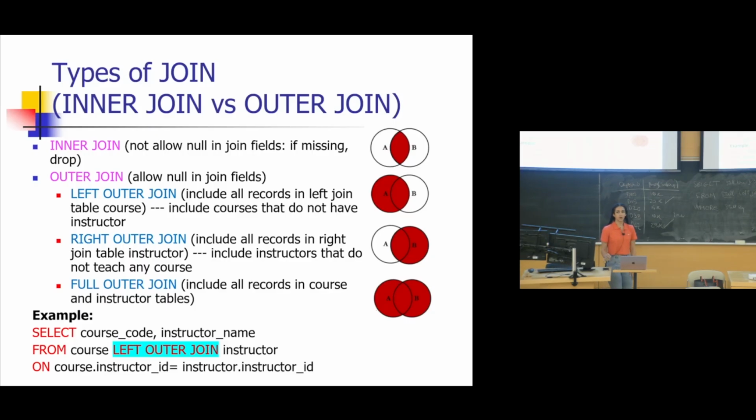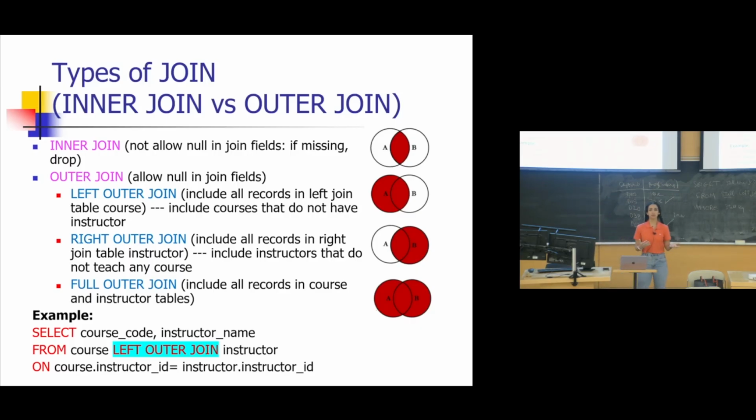What if I want to return course code and instructor name, but I want to return all the instructors, right? Even if those instructors are not teaching any courses. What type of join do you use? How do you return all instructors even if they are not teaching any course? So you still want to find the courses and instructor name. In the course table, you only have instructor ID, but we want instructor name. Instructor name is in the instructor table. So you know that you have to join the two tables.